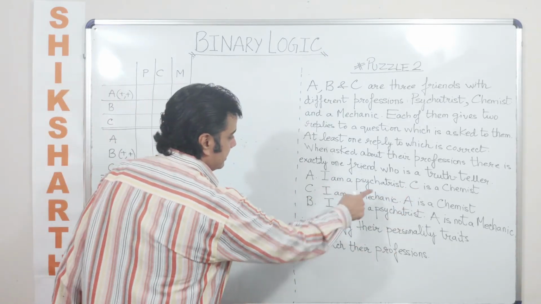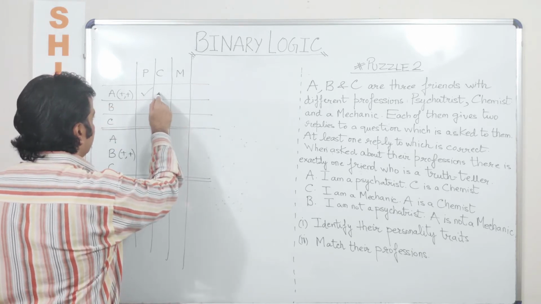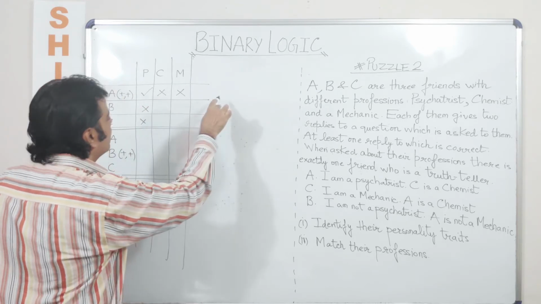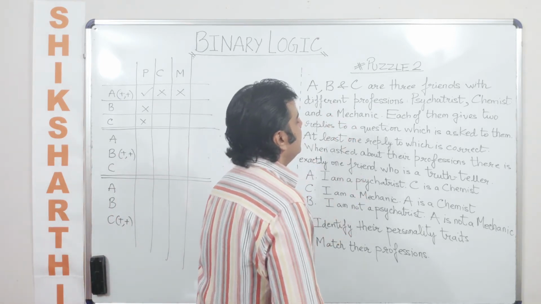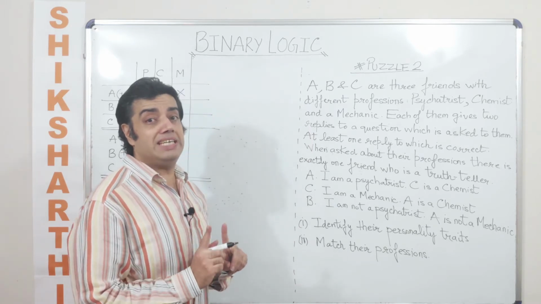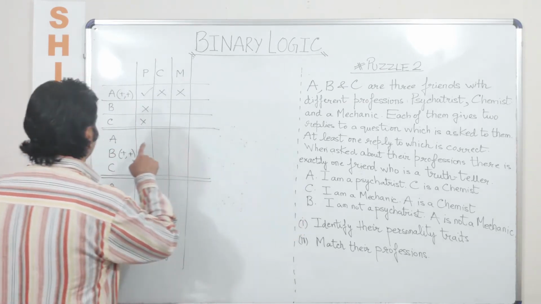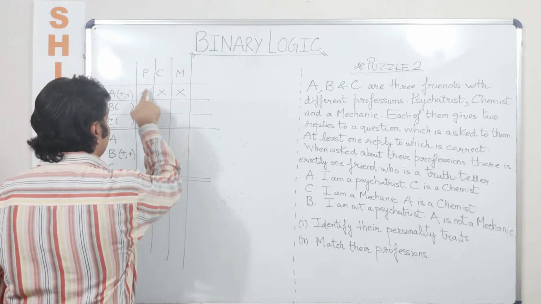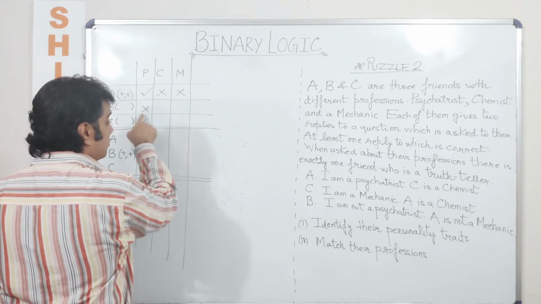So starting off with A, who says I am a psychiatrist, and we know that each of them belongs to a different profession. So if A is a psychiatrist, nobody else can be a psychiatrist. At the same time, A cannot be anybody else other than a psychiatrist. One more thing which you need to understand here is A, B, C are 3 friends with different professions and 1 profession each. Now talking about B. B says I am not a psychiatrist, and we do not know anything about B as of now. But B says that I am not a psychiatrist, which matches with the response of A.